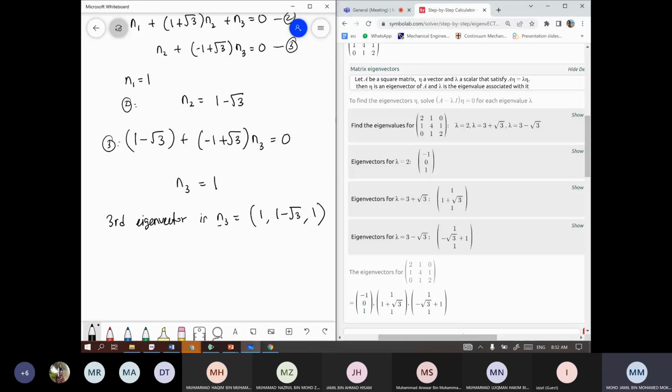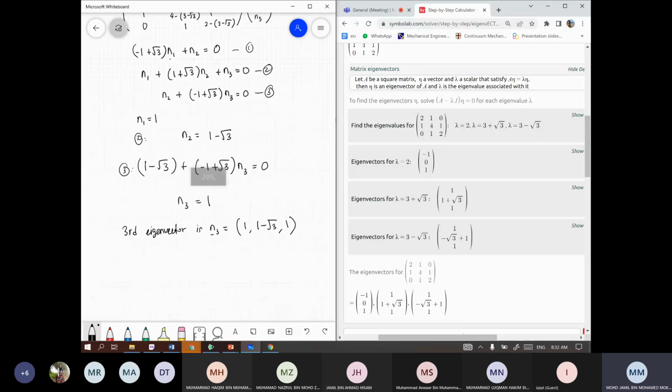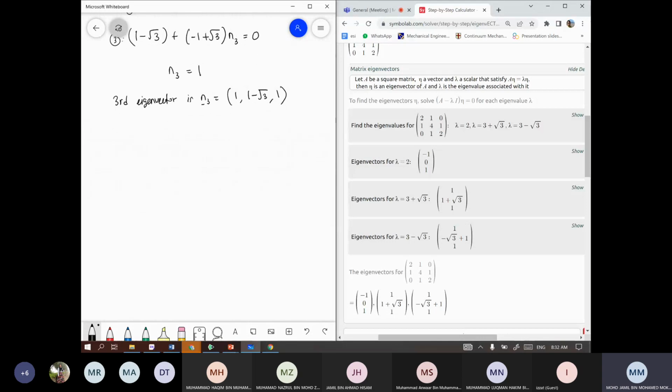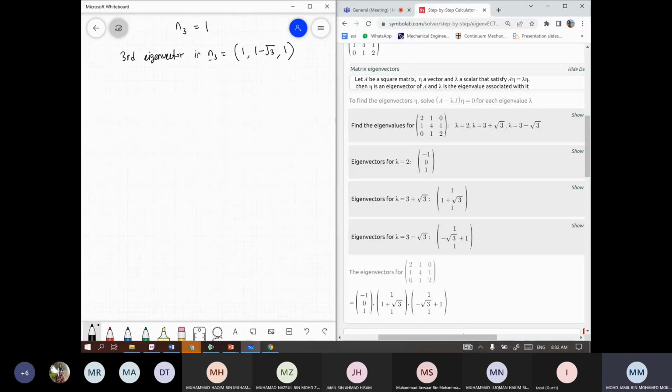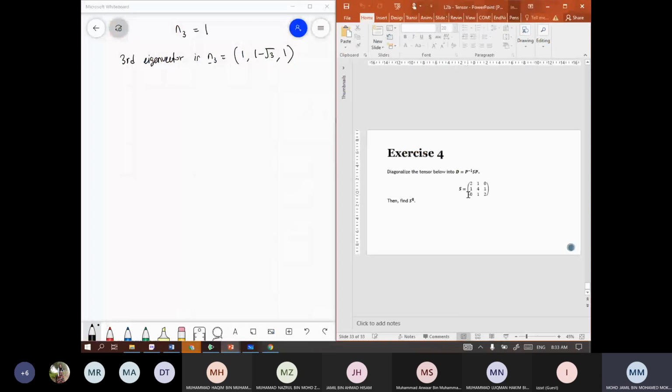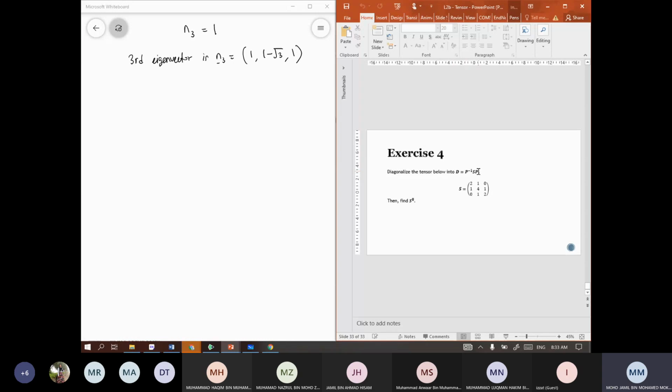Okay, so this is your eigenvalue and eigenvector. Later you can try again. Okay, so then the question asks you to diagonalize the matrix D, P inverse times S times P.